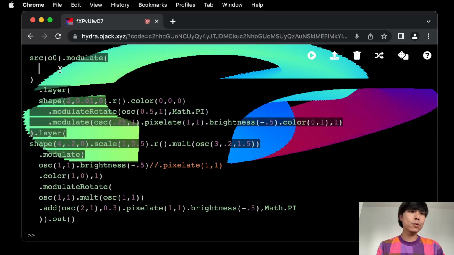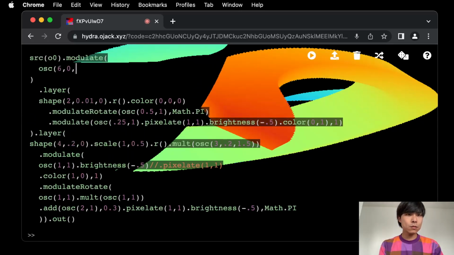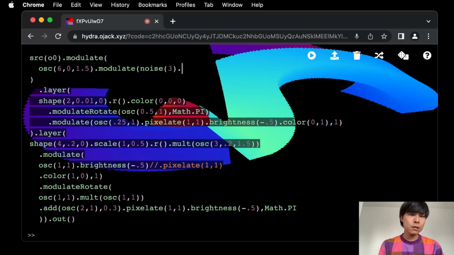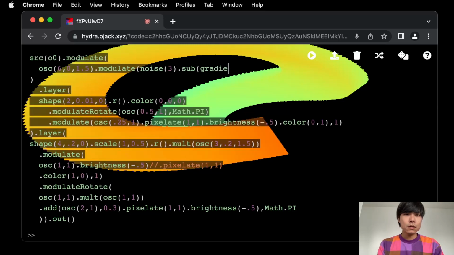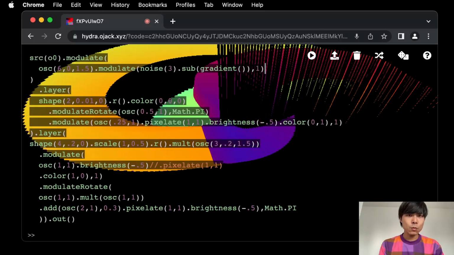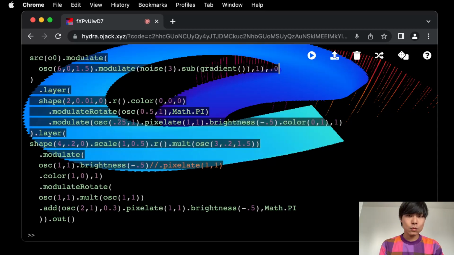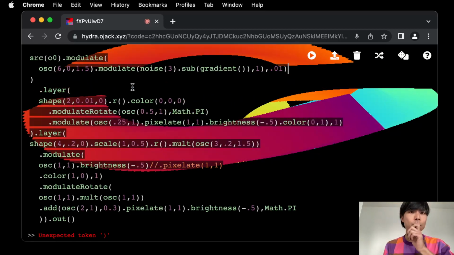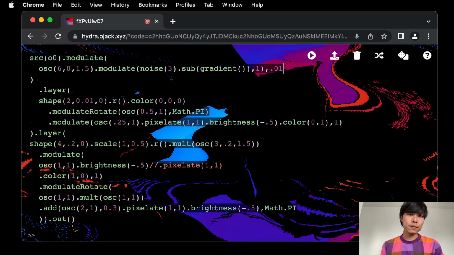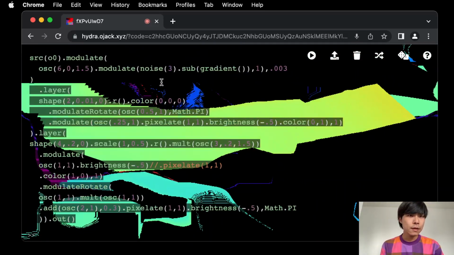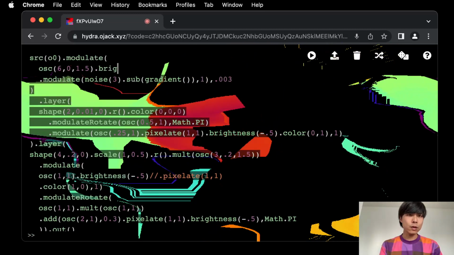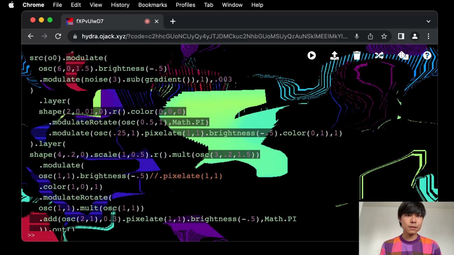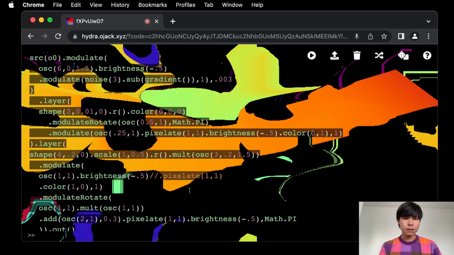Okay, so let me see, 0.5 modulated by noise, maybe 3, subgradient 1 and then 101, something like that. I remember this almost by heart. Wait, why didn't it work? Oh, it's this one. Okay, this is too harsh. Let's move to 3 maybe. And here as well, I would add brightness. Yeah, so that's actually interesting. Maybe I can hide the code for a moment.